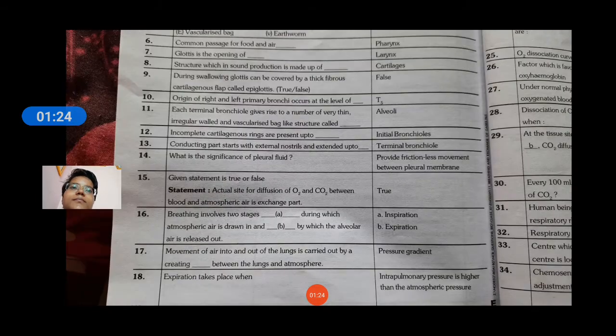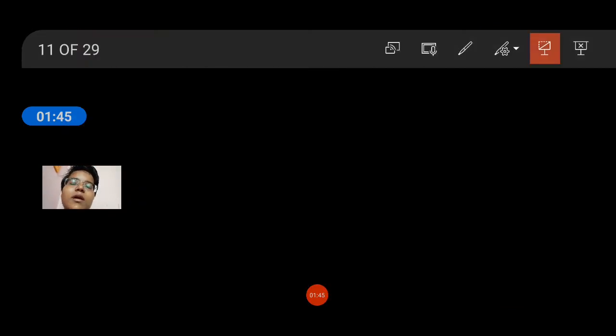The common passage for food and air is the pharynx. Glottis is the opening of the larynx. The structure for sound production is made up of cartilage. During swallowing, the glottis can be covered by a thick fibrous cartilaginous flap called the epiglottis. Not false, it's glottis. You can learn it by, as you know, A B C D E F G.